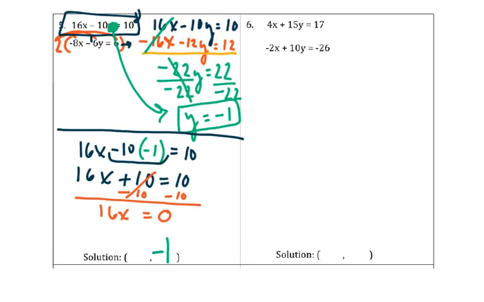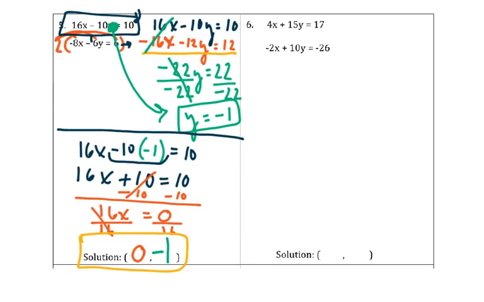Let it happen. So now to get x by itself, we're going to divide by 16. And we're going to divide by 16. 0 divided by anything is just the number 0. Okay, so this is my solution of those equations there.